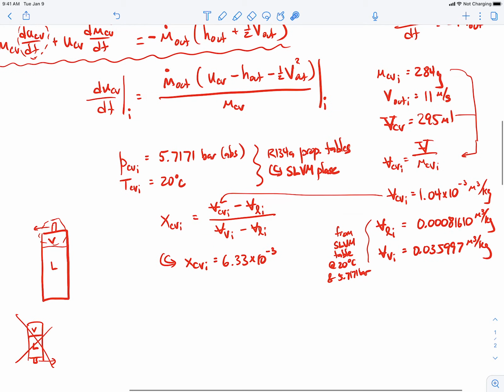Okay, so getting back to finding the various terms in this equation, we were trying to get the specific internal energy within the control volume. Now that we have the quality, we can do that. The specific internal energy in the control volume initially is going to be 1 minus the initial quality times the saturated liquid specific internal energy, plus the quality times the saturated vapor specific internal energy. Again, these will come from the tables here. We can look these up.